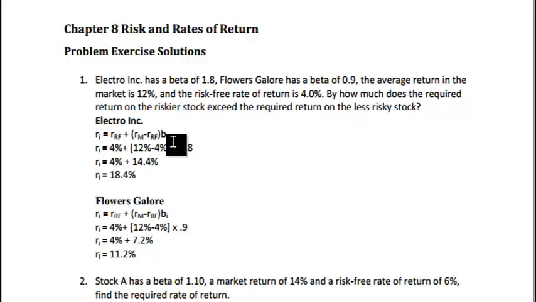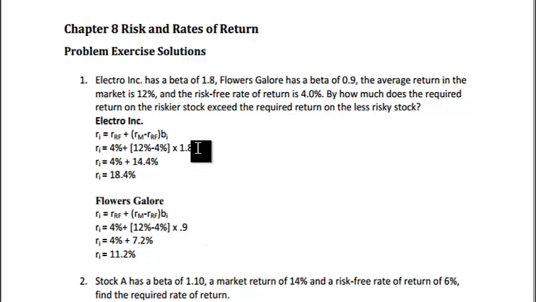In this first problem, we have a comparison. We're using the SML, which is this top equation right here, the expected return, or the required return, based on the risk-free rate, a market risk premium, and the beta of the security. So this is the SML equation. This is a high-risk firm. It has a beta of 1.8. In the second example, we have a lower-risk firm, which has a beta of 0.9. In this particular example, the high-risk firm has twice the beta of the low-risk firm.